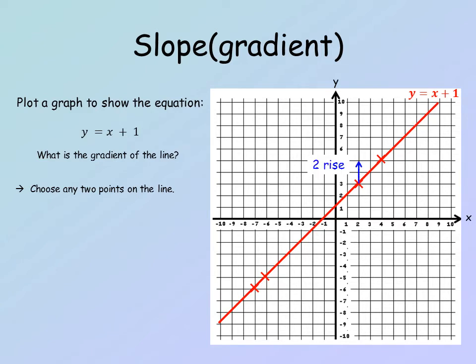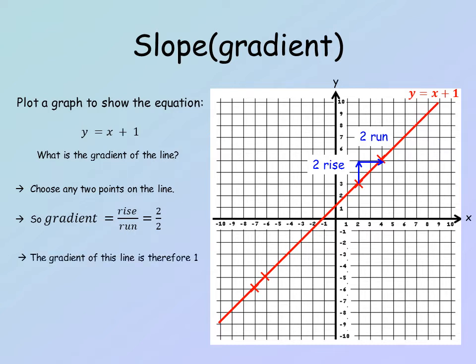So from the first point to the second point, I should go up 2 units, so the rise is 2. And the run is also 2. So the gradient will be rise over run, 2 over 2, which is equal to 1. I also choose another 2 points further down, which have negative coordinates. The first point is (-6, -5). The second point is (-7, -6). The rise from the first point to the second is 1, and the run is 1. So 1 over 1 is also 1.